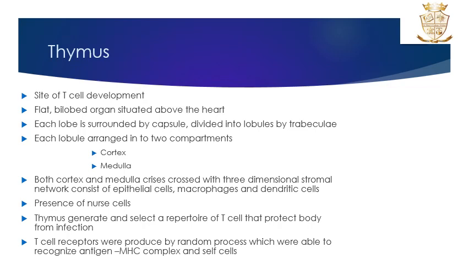The cortex is densely packed with immature T cells called thymocytes, and the inner compartment, the medulla, is sparsely populated with thymocytes. Both cortex and medulla are crisscrossed with a three-dimensional stromal network, which is composed of epithelial cells, dendritic cells, and macrophages, which form the framework of the organ and contribute to the growth and maturation of thymocytes.